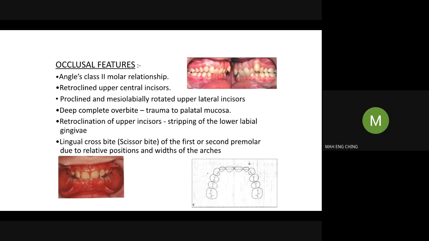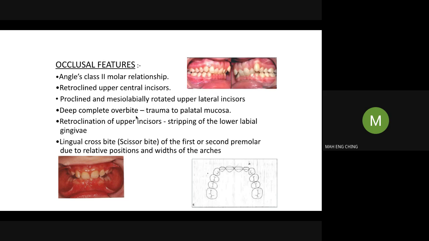So what are the occlusal features for this Class 2 Division 2? Again, this patient should have a Class 2 Angle molar relationship. That just means that the mesiobuccal cusp occludes in front of the mesiobuccal groove of the lower molar. Then they usually have a retroclined upper central incisor due to the strong, powerful or muscular lips. Then proclined and mesiolabially rotated upper lateral incisors. Like we said before, the upper lateral incisor is a bit shorter, so the lower lip cannot cover the upper lateral incisor. That's why they escape. So it can be proclined and rotated mesiolabially.